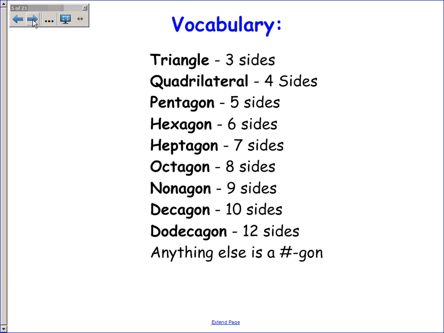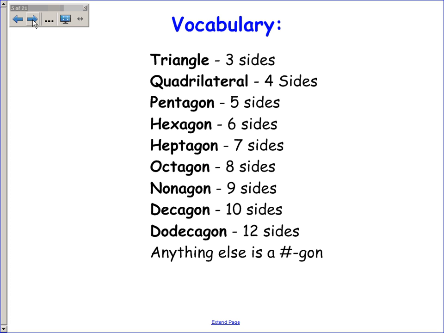Now, just by way of vocabulary, things that you should know, because I'll be using them in studying this chapter. A triangle has 3 sides. A quadrilateral has 4 sides. A pentagon has 5 sides. And a hexagon has 6 sides. Those are pretty well known. A 7-sided polygon is called a heptagon. An 8-sided polygon is called an octagon.